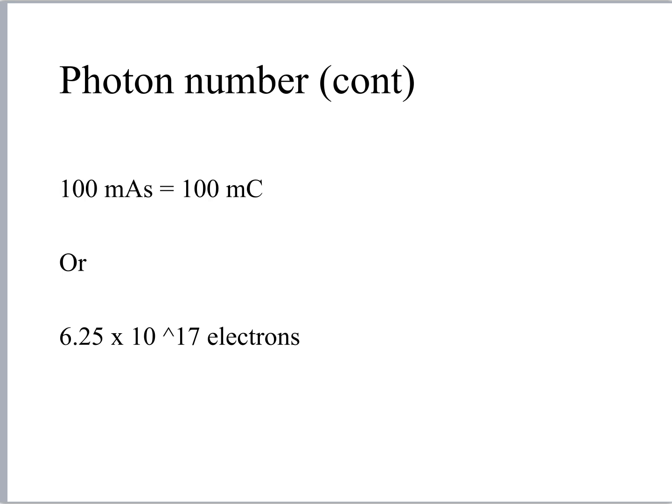Keeping with this short and simple way, we can simplify it even further to say 100 mAs would equal 100 millicoulombs, or 6.25 times 10 to the 18th electrons, and that would be roughly equivalent to the number of photons that would be produced: 6.25, or I guess 0.625 quintillion X-ray photons.